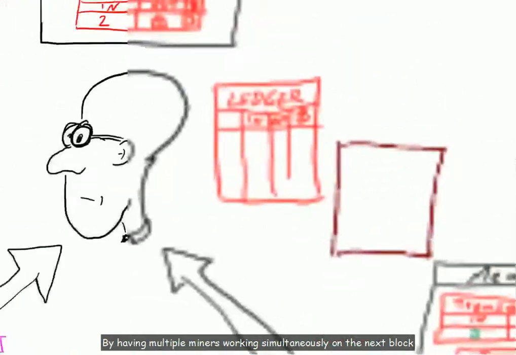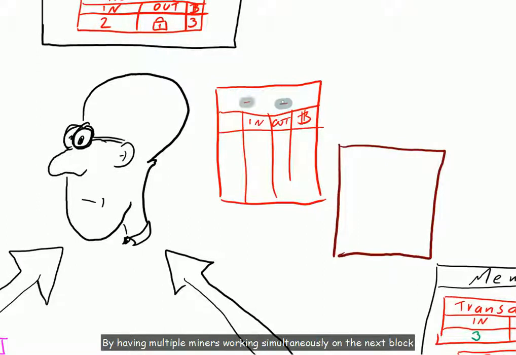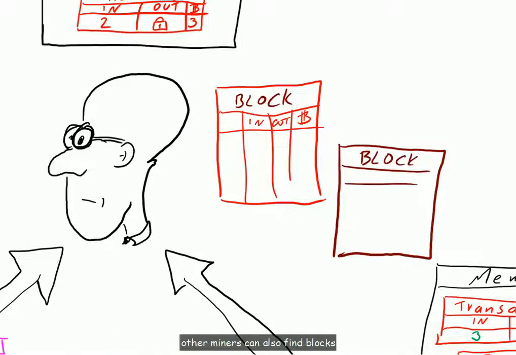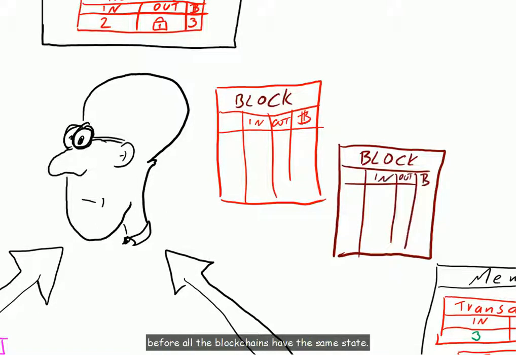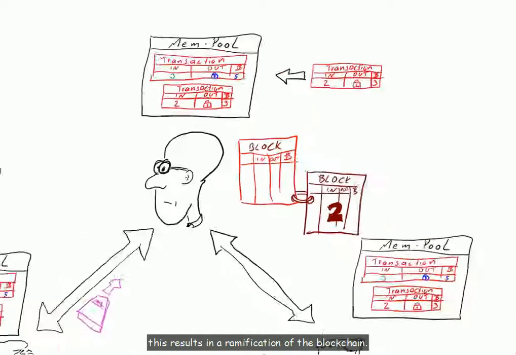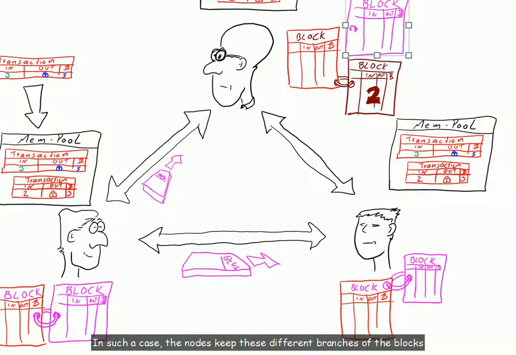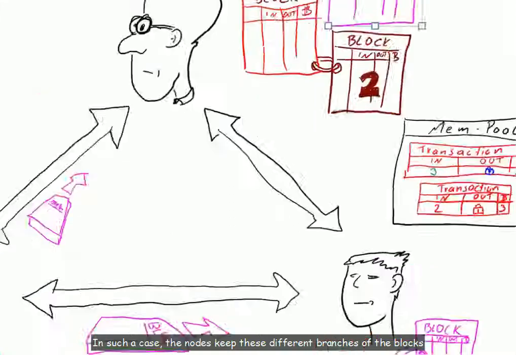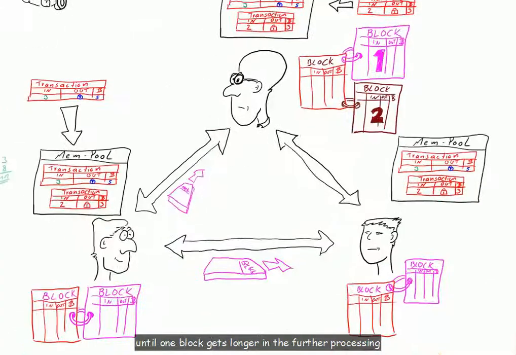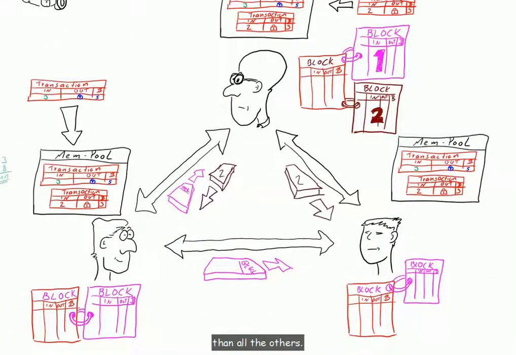By having multiple miners working simultaneously on the next block, and the synchronization between the nodes taking a certain amount of time, other miners can also find blocks before all the blockchains have the same state. As a chain is known to have only one subsequent block, but several blocks are correct successors of the last block, this results in the ramification of the blockchain. In such a case, the nodes keep these different branches of the blocks until one branch gets longer in the further processing than all the others.